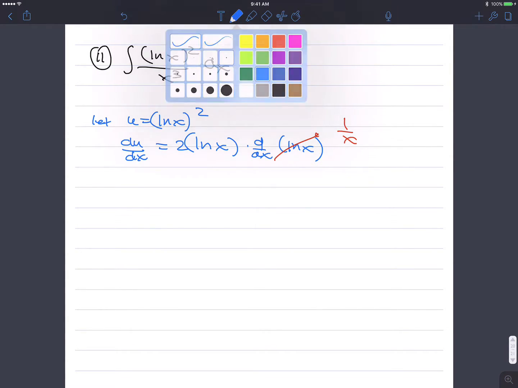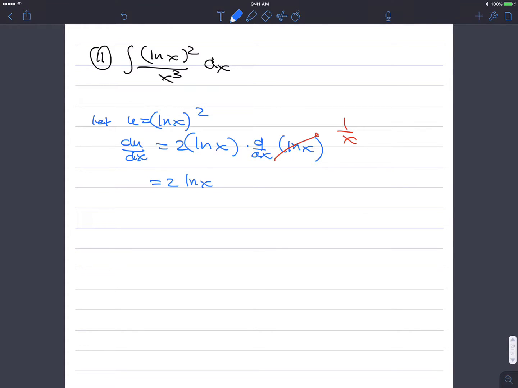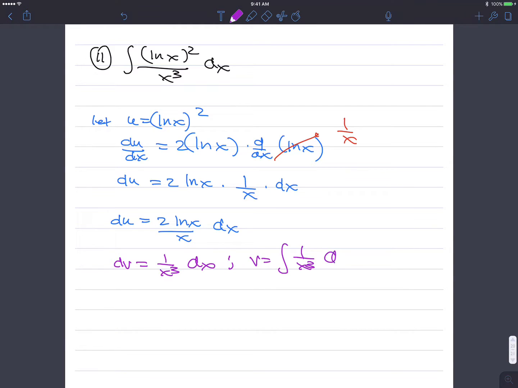So I'll have 2 natural log x times 1 over x for du. So then we're going to multiply this by dx. So we get du being 2 natural log x over x dx. That means dv has to be 1 over x cubed dx, which means v is going to be the antiderivative of 1 over x cubed dx.